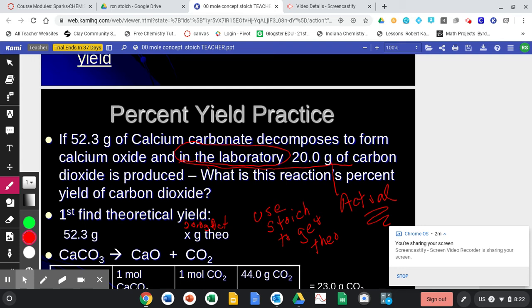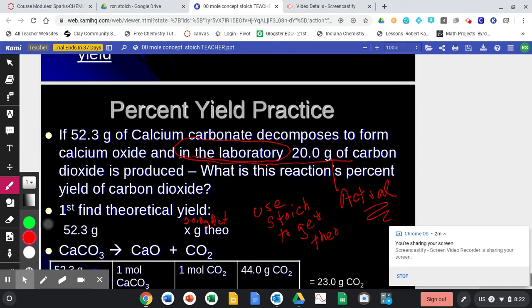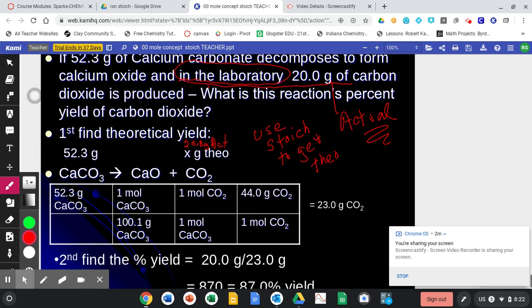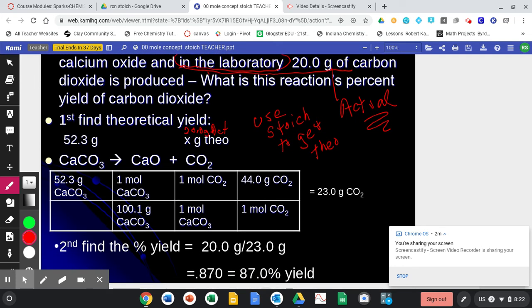So you're starting off with 52.3 grams of calcium carbonate, and you need to figure out how many grams of carbon dioxide could theoretically be made from that, or optimally. So again, theoretical and the optimum is the answer here. And so we get 52.3 grams of calcium carbonate. I need to cancel my grams of calcium carbonate, so I'm going to use molar mass. 1 mole of calcium carbonate weighs 100.1 grams.